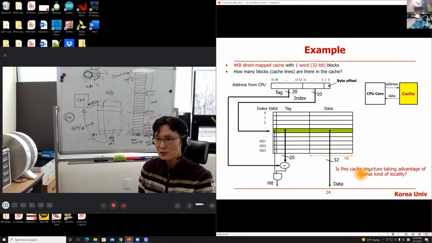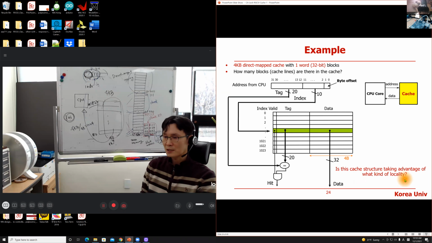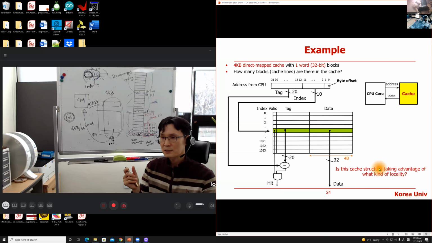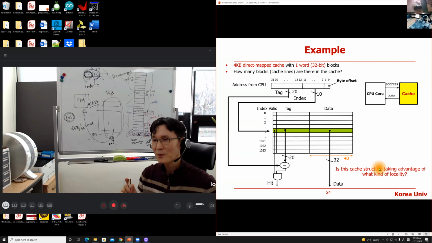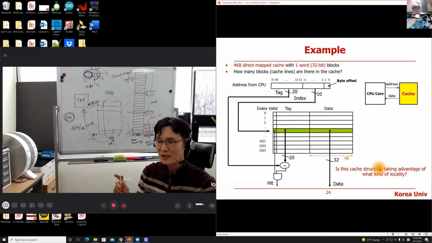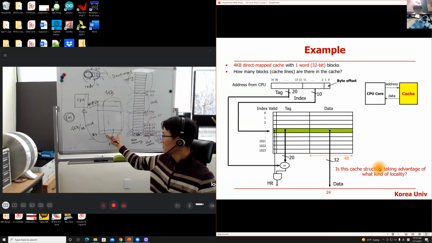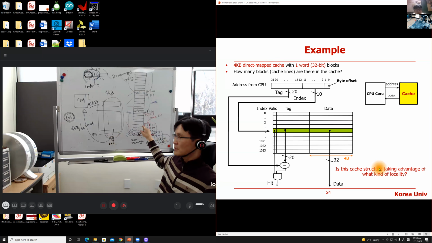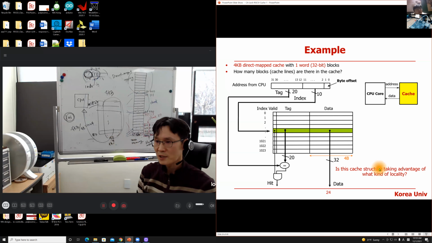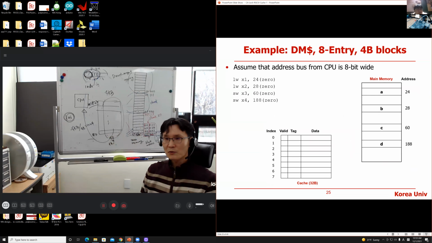Is this cache structure taking advantage of what kind of locality? I mentioned two localities, temporal and spatial. Sorry, it is not taking advantage of spatial locality, because it holds only one word. It is not storing its neighbor data, so it is only exploiting temporal locality. So it's a really bad cache structure. Okay, let's go through an example.